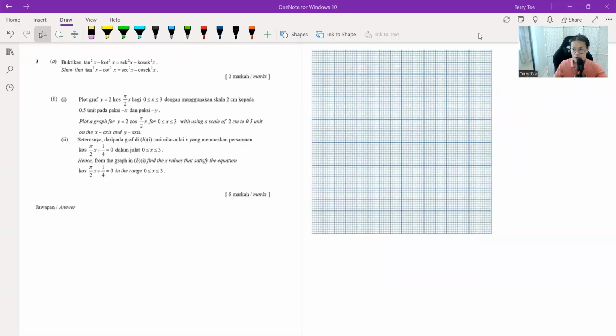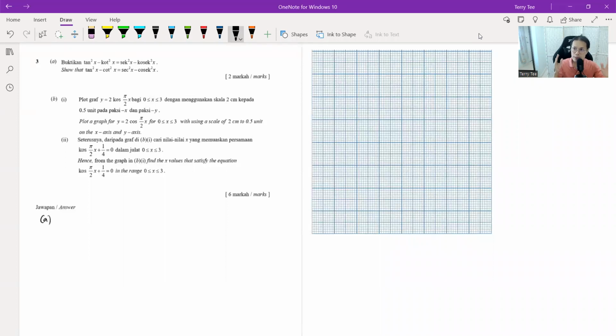Okay, moving on to question 3. This is from Trigonometry, Form 5, Chapter 6. Okay, the first part. Show that tangent square minus cotangent square is secant square minus cosecant square. So the first part is the proving question, I think I'll start here.